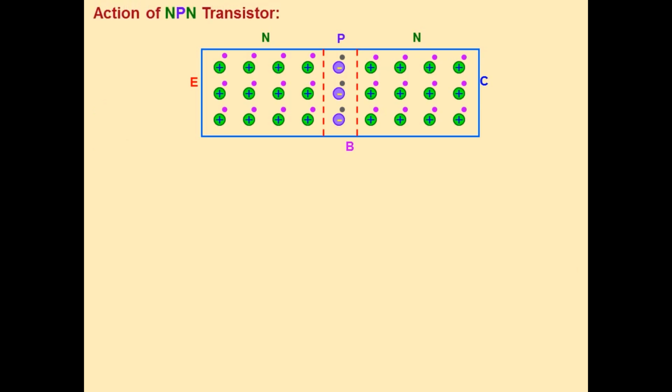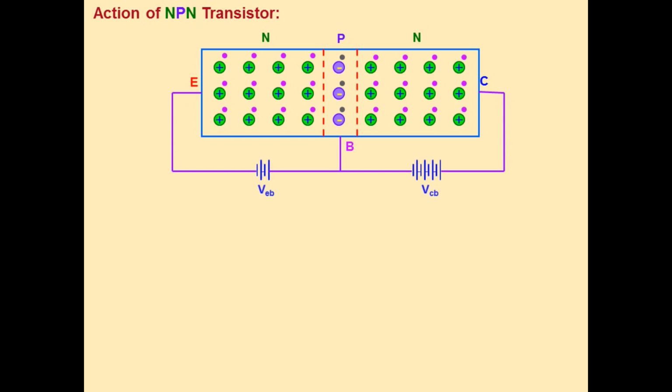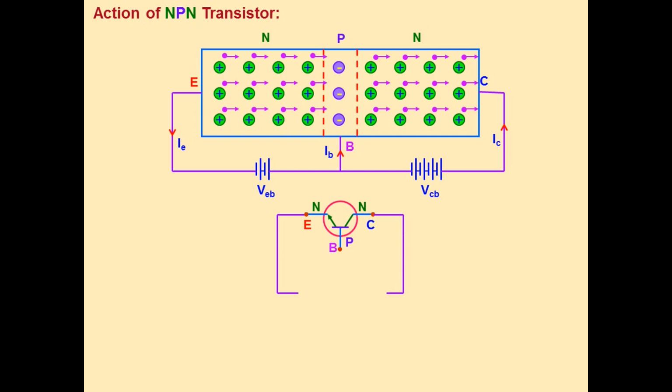The action of NPN transistor we already discussed. The emitter base junction is forward biased and the base collector junction is in reverse bias condition. When a transistor is connected to an external circuit, current is due to emitter, base and collector. In a transistor, IE equals IB plus IC.